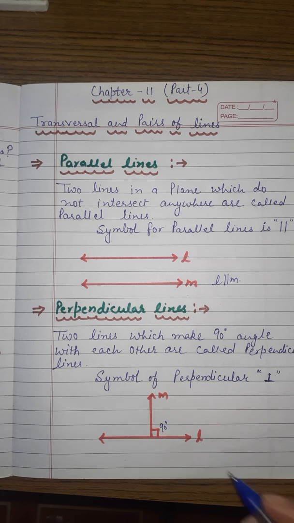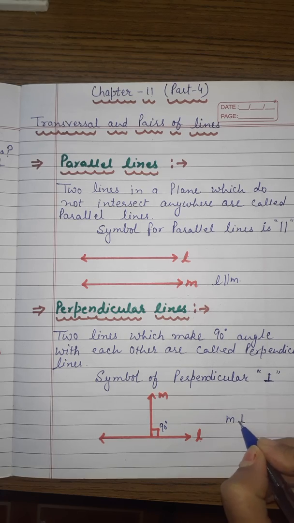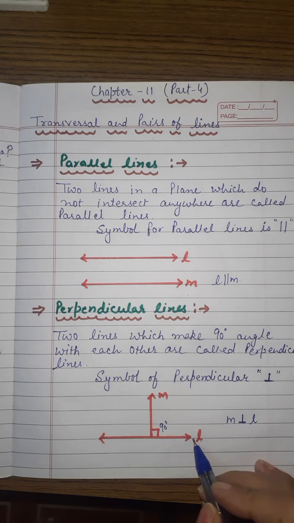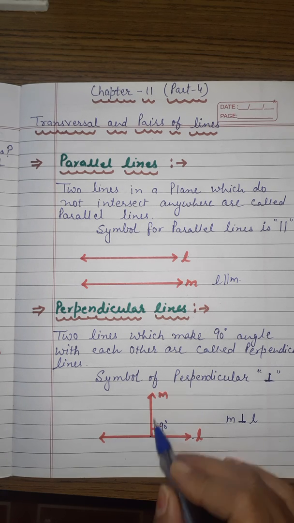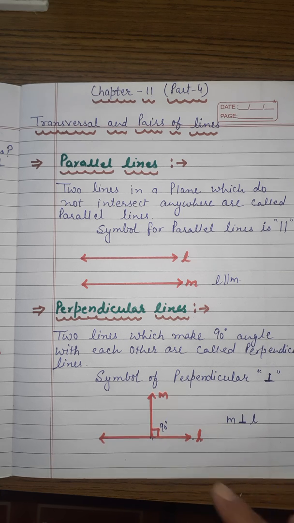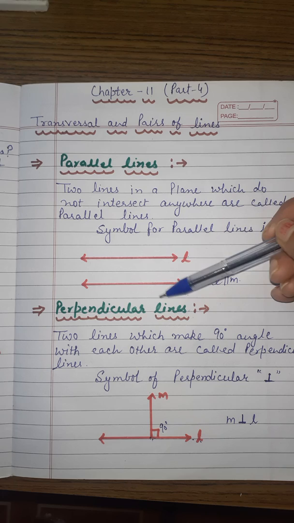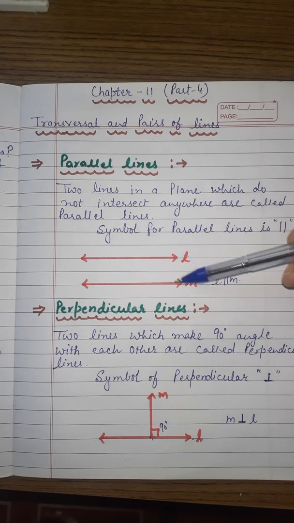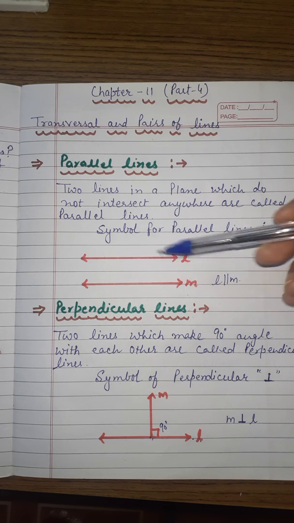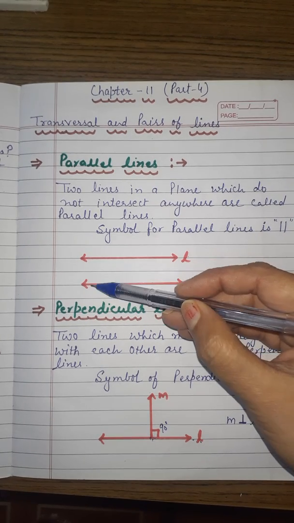So how do we write it? We will write it as M, the symbol of perpendicular will be used here, perpendicular to L. And L is also making an angle of 90 degrees with M, so we can also write it as L perpendicular to M. And there is a fact between these two pairs of lines: in parallel lines, the perpendicular distance between the two lines will be equal everywhere. If we see the distance between two parallel lines, that will be equal everywhere, the perpendicular distance.